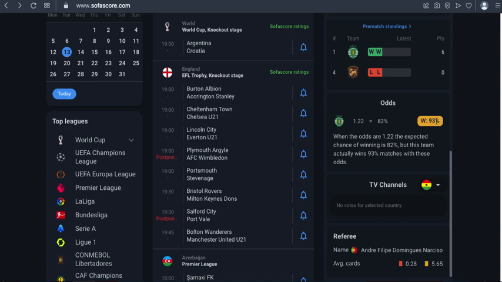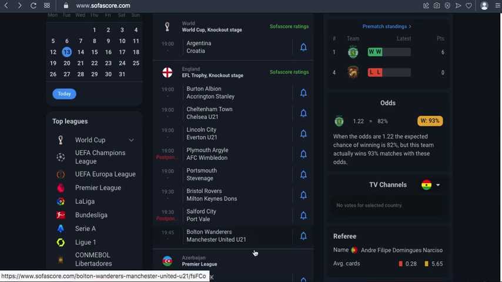Whenever you see that SOFASCORE indicates a winning percentage with a yellow tick color, that means that team has the chance. There is no doubt that the team has a high percentage chance to win the game. When the odds are 1.22, the expected chance of winning is 82%, and we always expect a winning percentage from 70%, and this has 82%. So it is highly likely this team can win, but this team actually wins 93% of matches with these odds. That means for the game you are going to play, Sporting has a 93% chance of winning with no doubt.